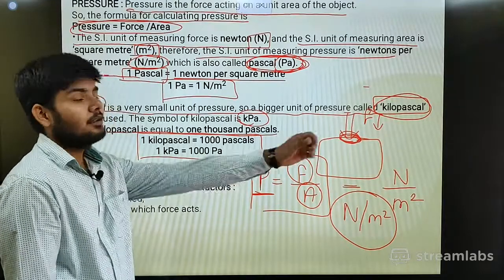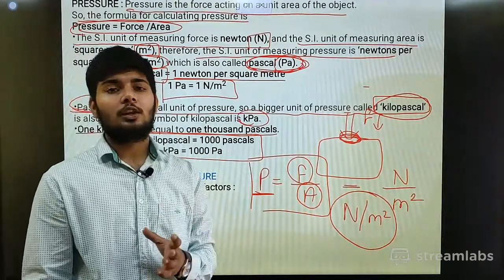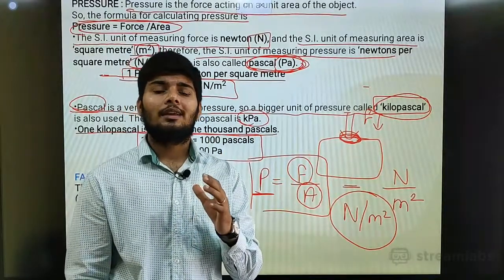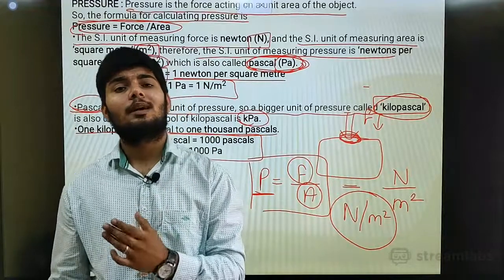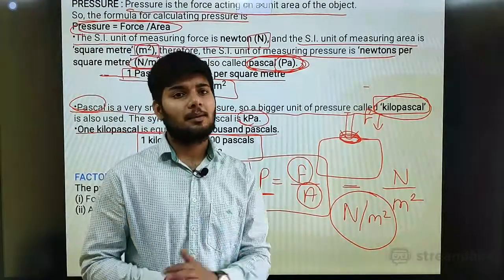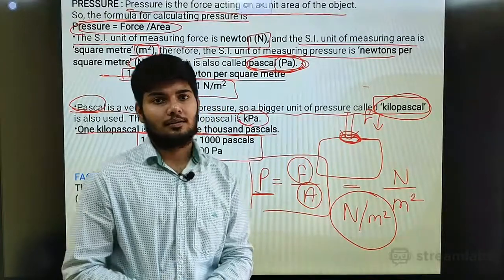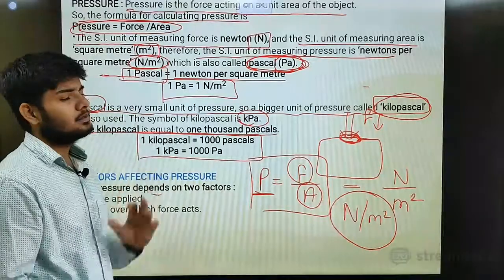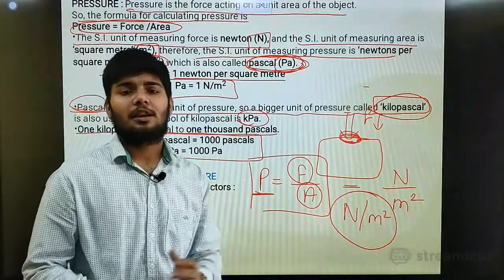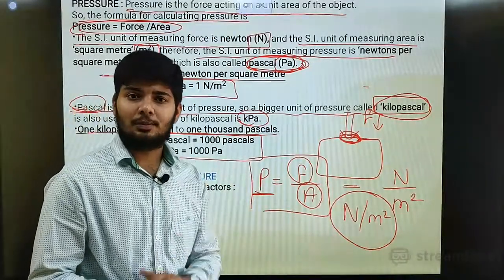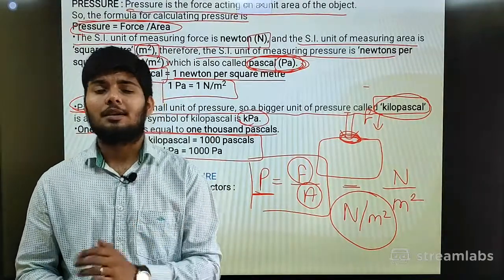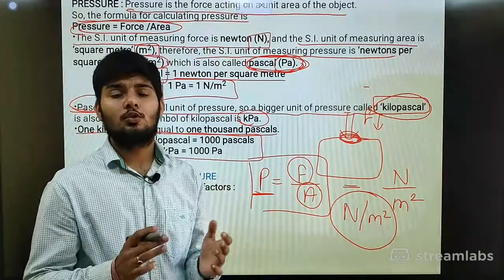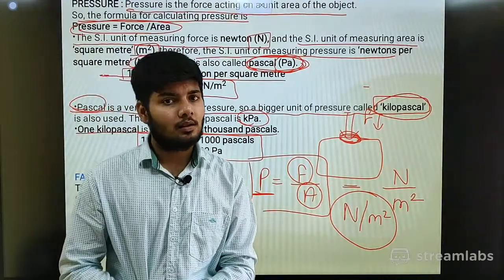So students, if we are given that a pressure of 1 kilopascal is applied on an object, how can we convert this 1 kilopascal into pascal? Simply by multiplying it by 1000. So we get 1000 pascals here. So this is the formula of pressure, force upon area, and the units of pressure, pascals or Newton per meter square, or bigger units such as kilopascals, that we are going to use when we do numerical problems.